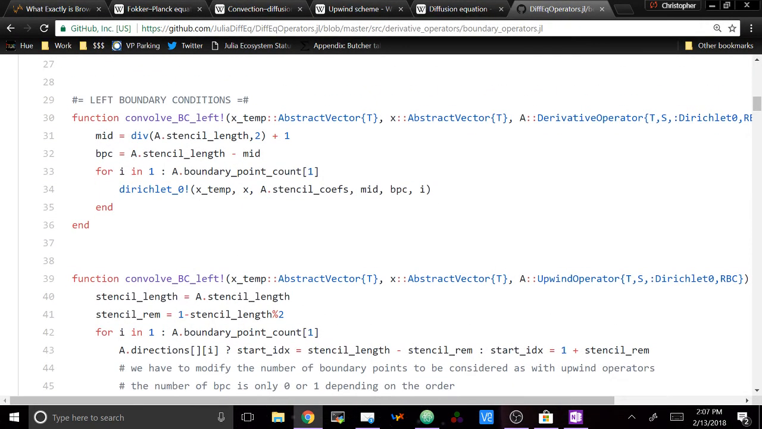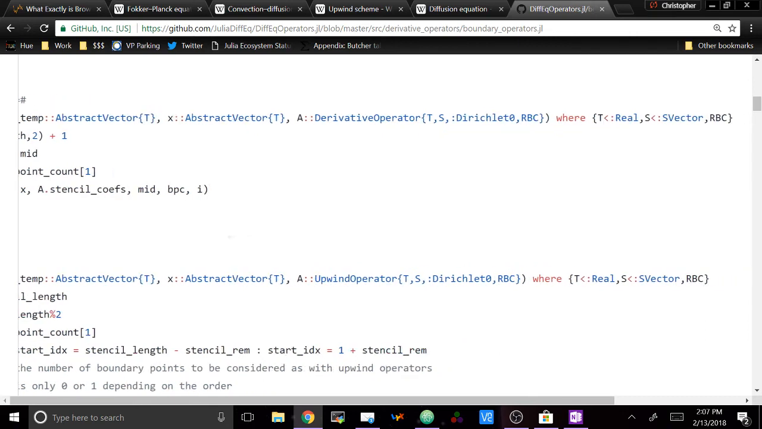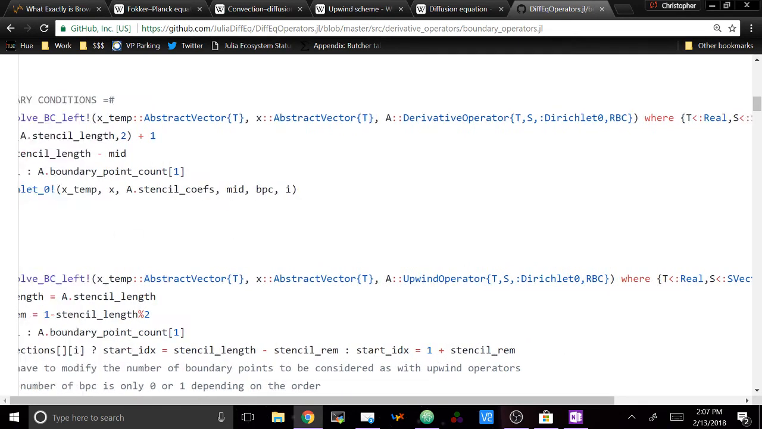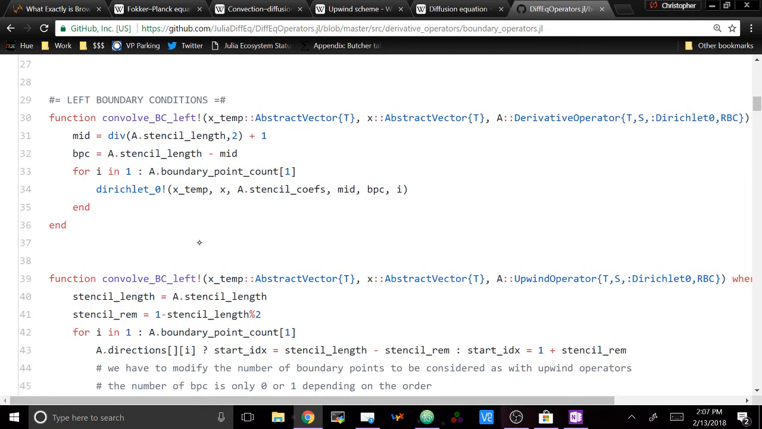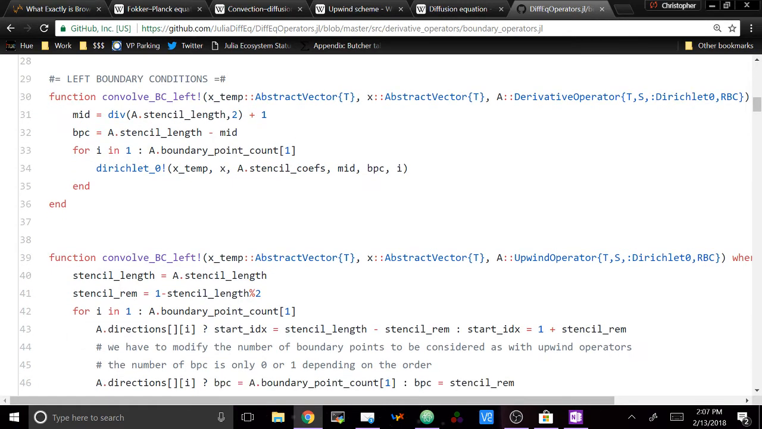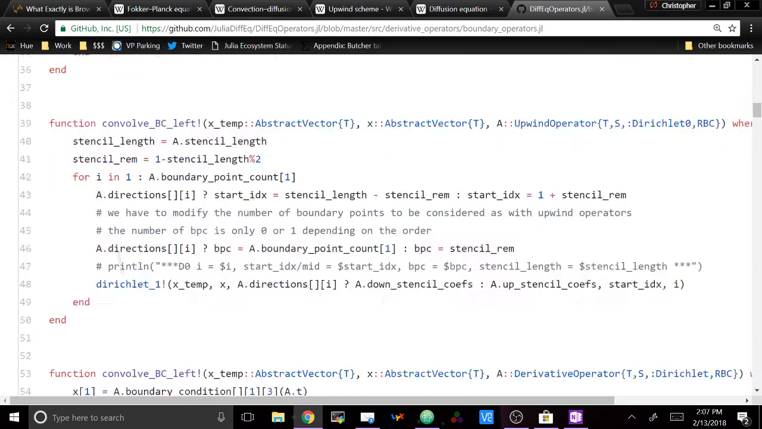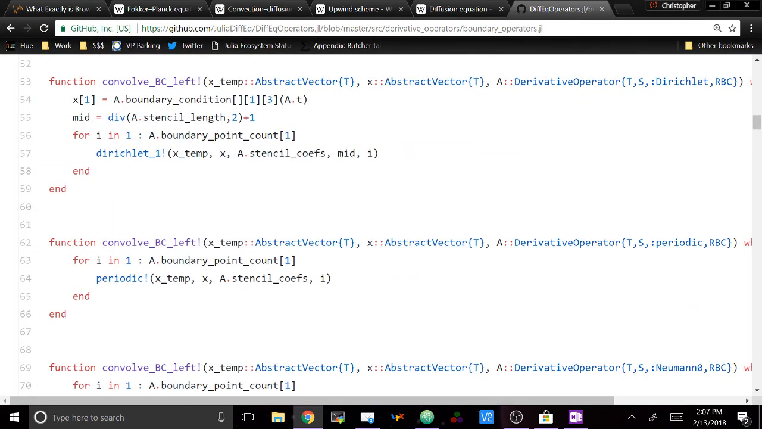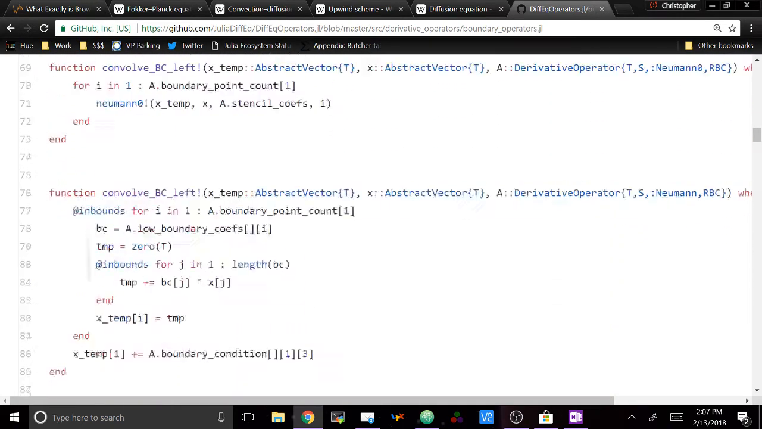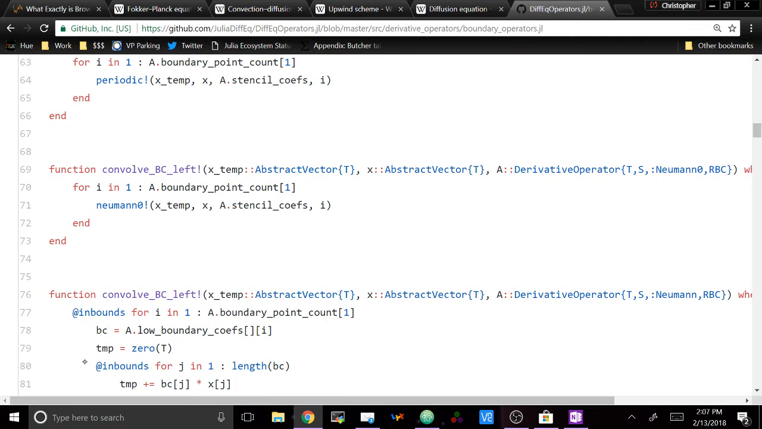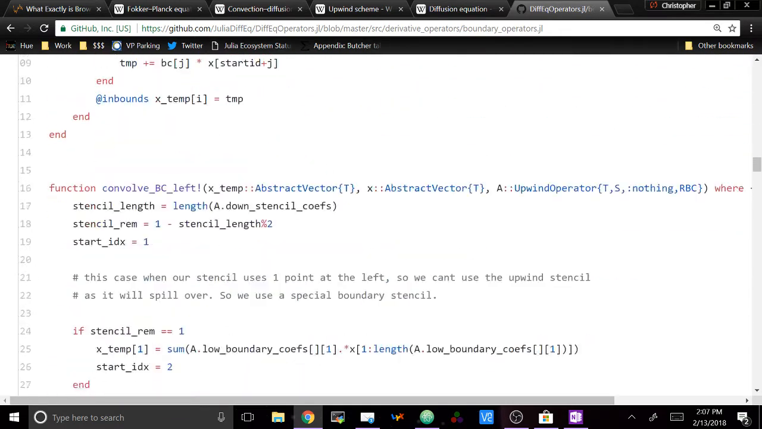And so this dispatch is for Dirichlet 0. This is how we're going to handle the Dirichlet 0 boundary condition. Dirichlet 0, remember, just means that it's a Dirichlet condition where k equals 0. And so we have separate dispatches then for these different types of boundary conditions, where the boundary condition is just held as a symbol in a type parameter for the derivative operator.